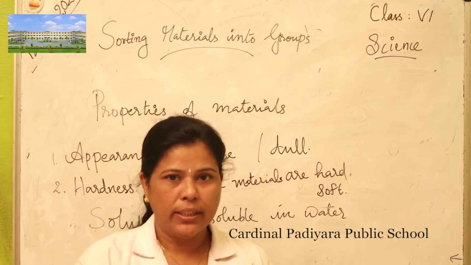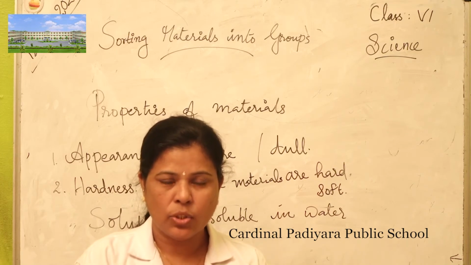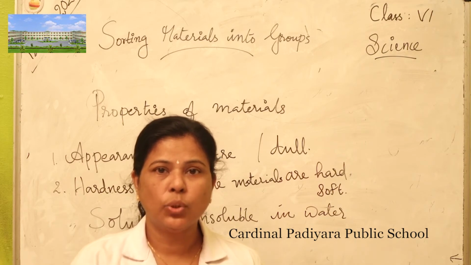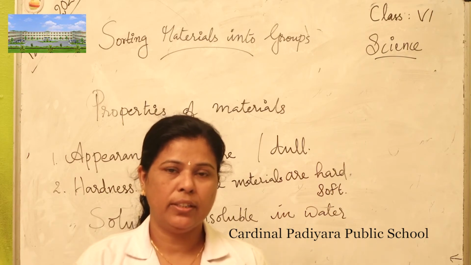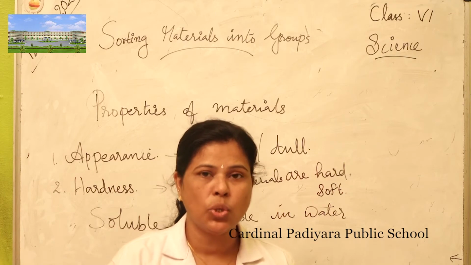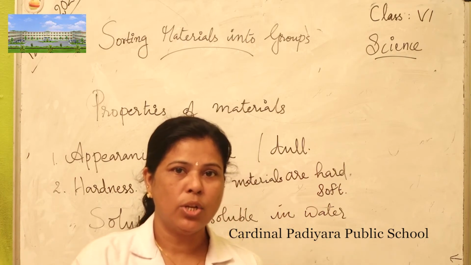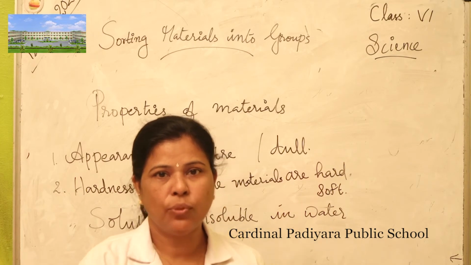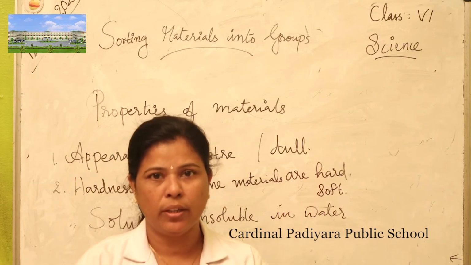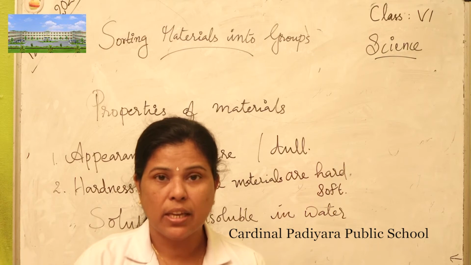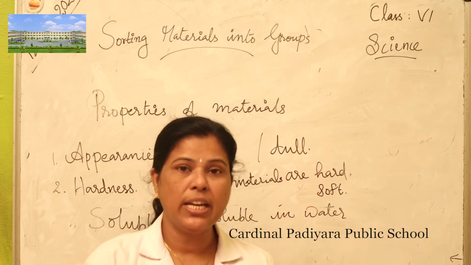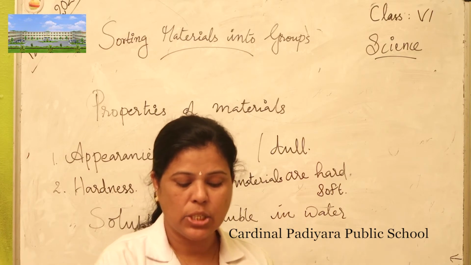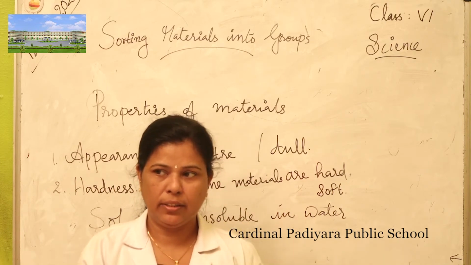Example, salt and sugar are all soluble in water. Some materials are insoluble in water, not soluble in water. Examples are wood powder, that is sawdust, which is insoluble in water. Chalk powder is also insoluble in water.